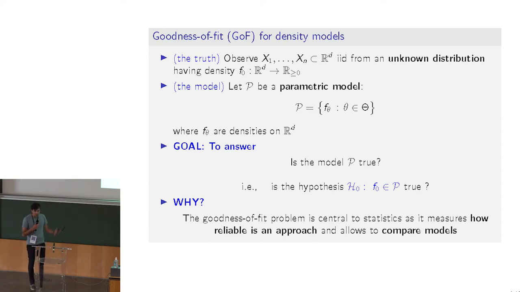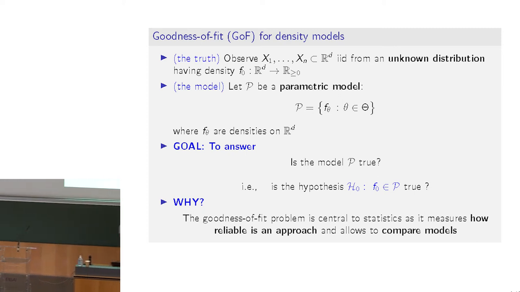This question is central to statistics because it allows us to say whether or not the approach is reliable, whether parametric inference is valid, and by looking at the scores that you get from goodness of fit, you can ultimately compare some models.